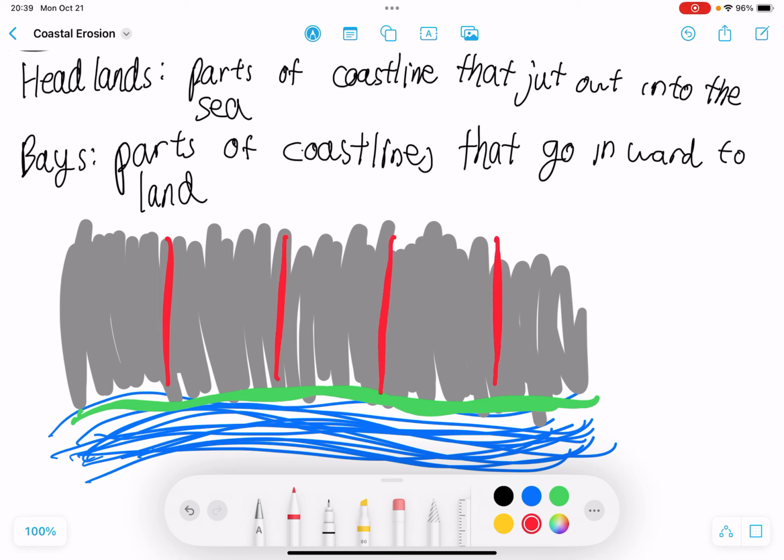So the coastline is separated into parts. And if we are lucky enough, we have alternating parts of rocks. For example, this can be the part with hard rock. This can be the part with soft rock. This can be, again, the part made up of hard rocks. And this is made up of soft rocks again. And this is made up of hard rocks again, and so on.